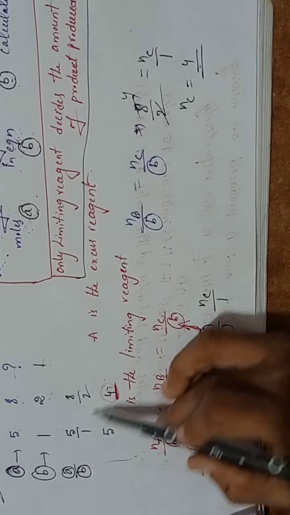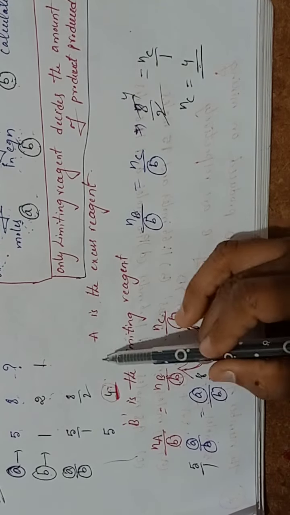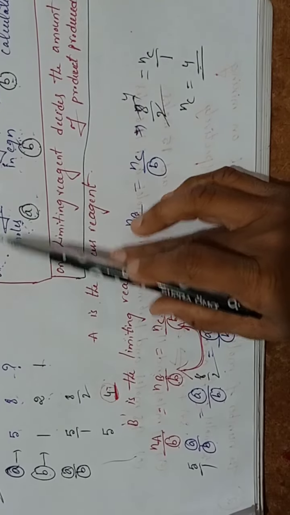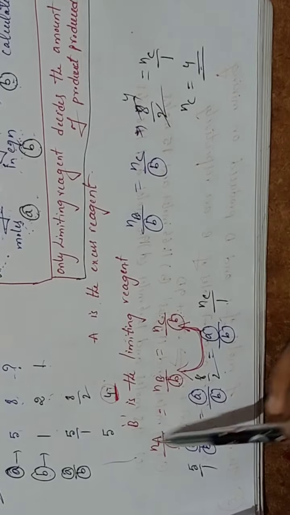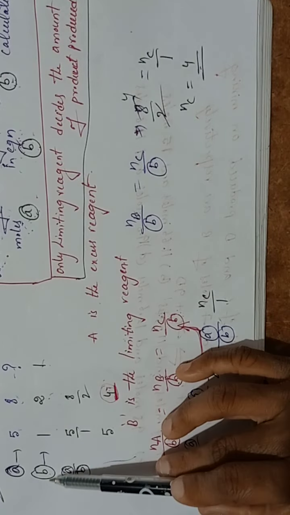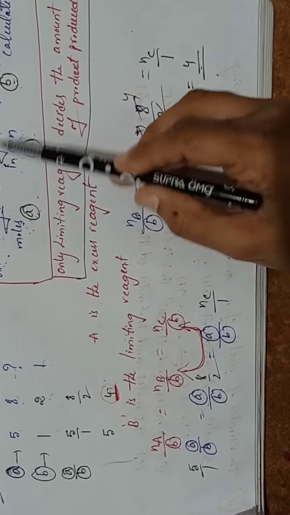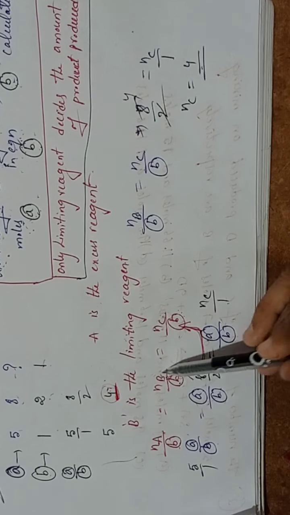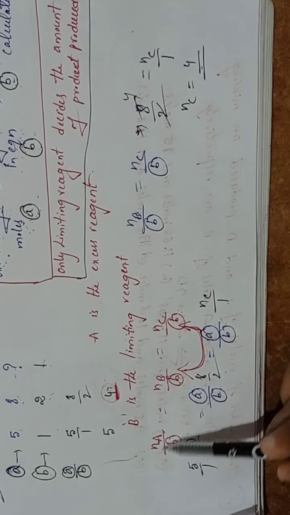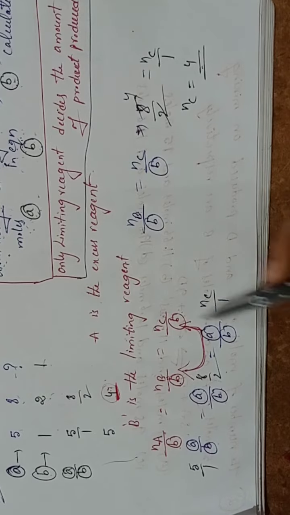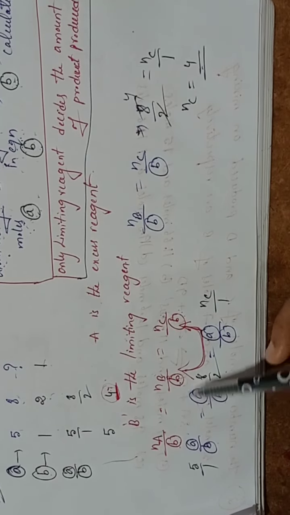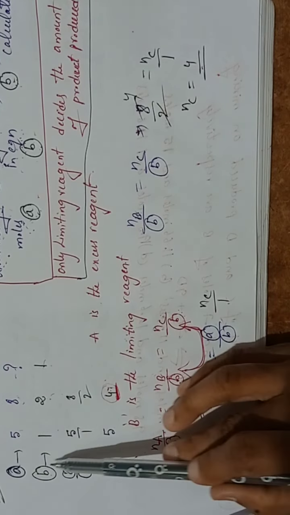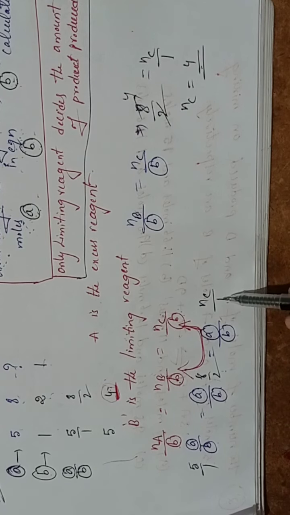So how to find it, students? Same here, A by B we did, to find the limiting and excess reagent. So again you have to take A by B, where A indicates the given number of moles of A, B, C, and B is the number of moles present in the equation. So Na by B, Nb by B, Nc by B, that is A by B, A by B, A by B. B values are 1, 2, 1. Those values we are taking.